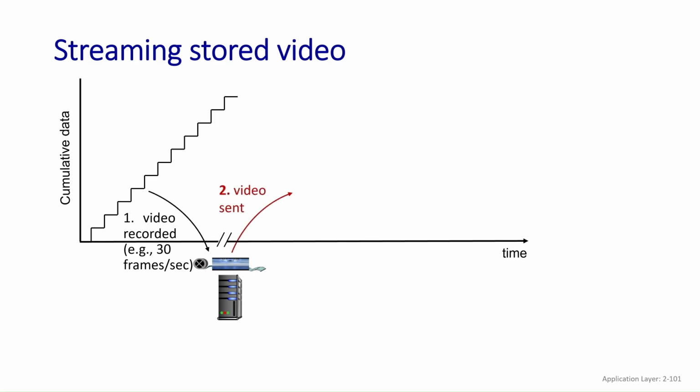And the server will send the video at the same rate, having this identical cumulative data representation. Is there any difference between the two?